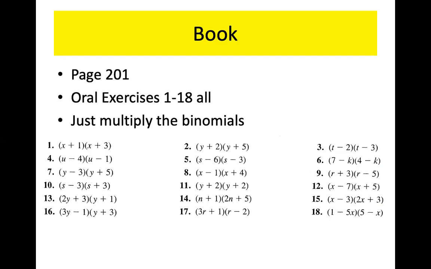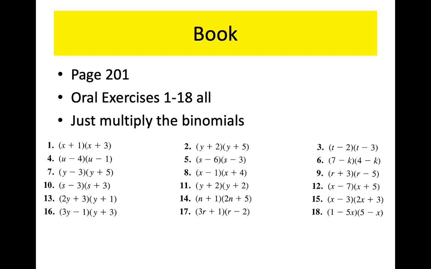Here's how you do it mentally. The first one will always come from the first things multiplied together. X times x is? X squared. So you're right, equals x squared. The last thing always comes from the last things multiplied together. What's the last things multiplied together? 3. So make sure you put plus 3. See how that's done? I'm doing this mentally. I'm writing the answers down.